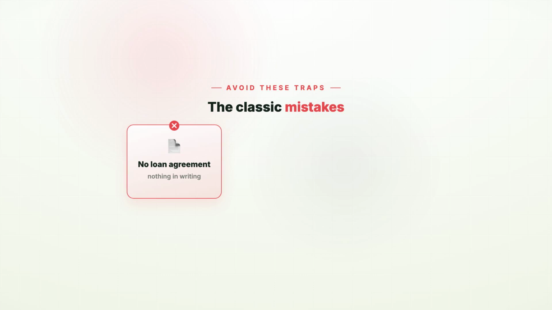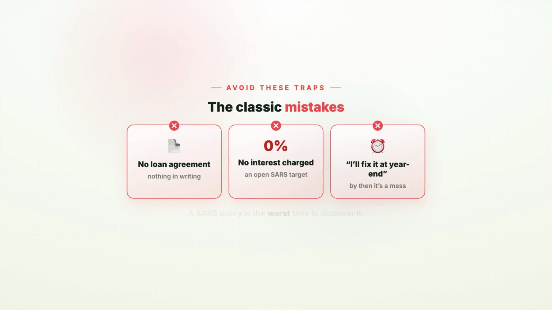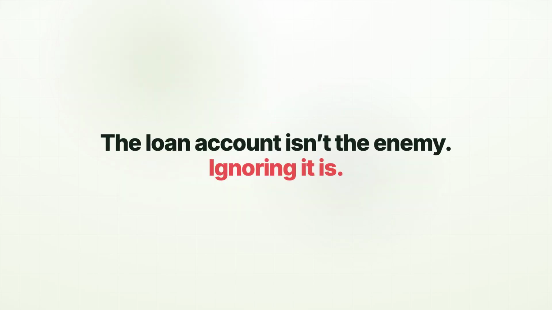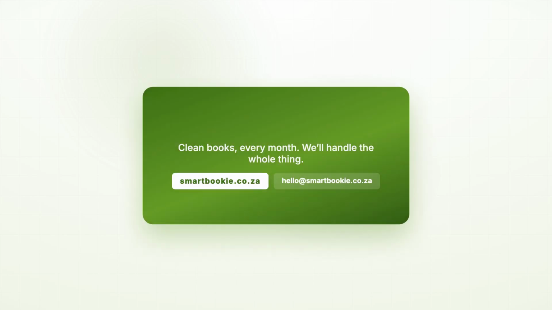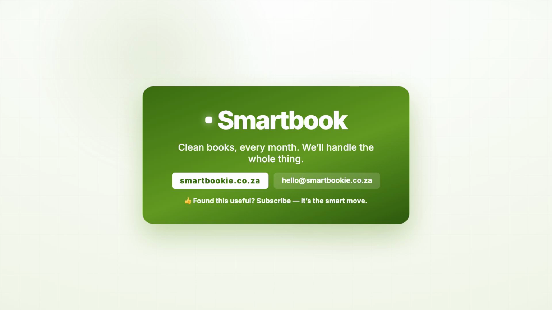And avoid the classic traps. No loan agreement, no interest charged, and the big one. I'll sort it out at year end. By year end, it's already a mess, and a SARS query is the worst possible time to discover it. A director's loan account isn't the enemy. Ignoring it is. Keep it clean, keep it documented, and it becomes a tool instead of a trap.